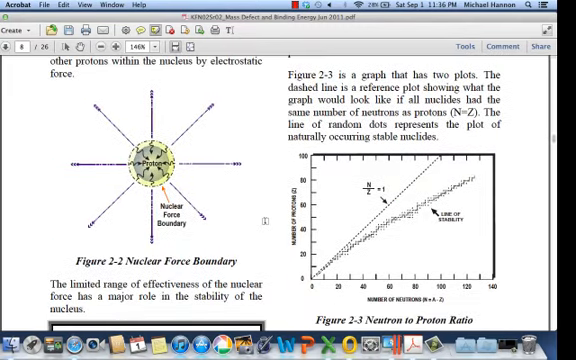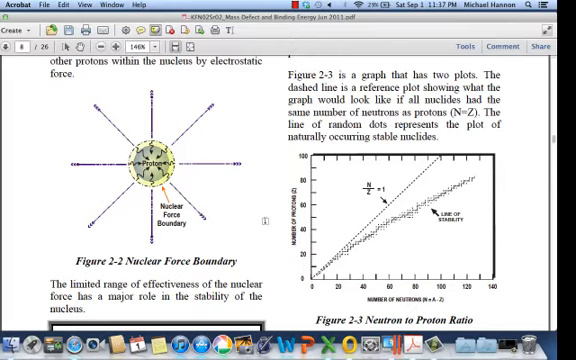Here's a nice little photograph, figure 2-2, which gives an example of the nuclear forces and the boundary in which those nuclear forces apply. In this particular case, the boundary is very small and short. In that nuclear force boundary, we have the nuclear force rules, which means the proton and proton attract each other, neutron and proton, and then neutron and neutron, just like I spoke about earlier.